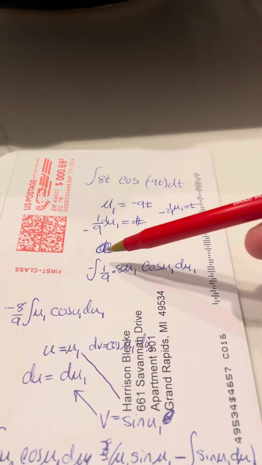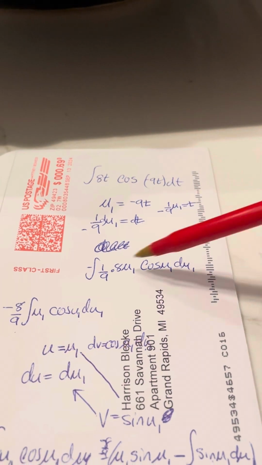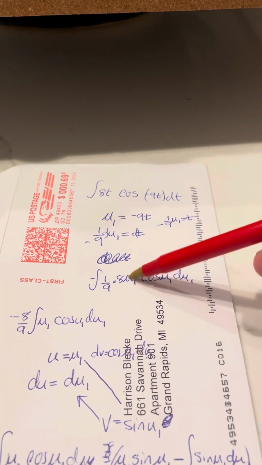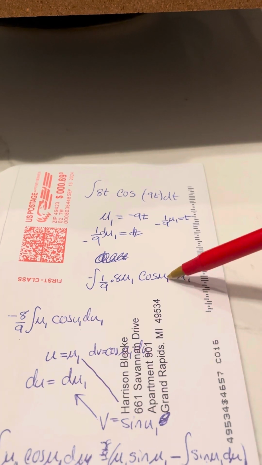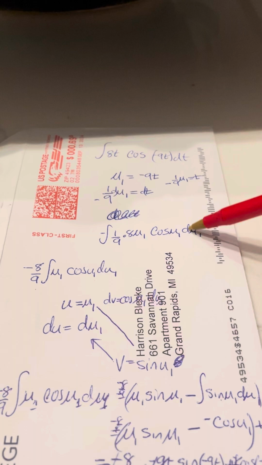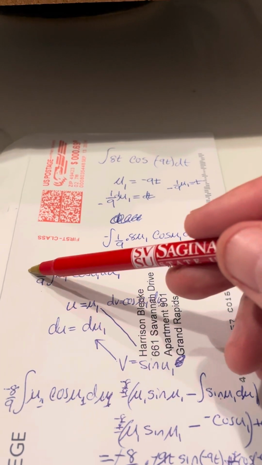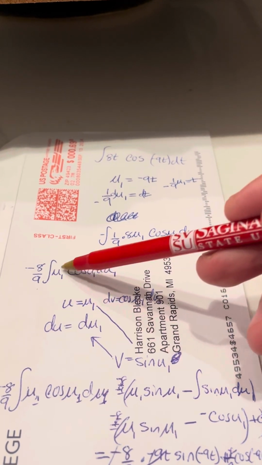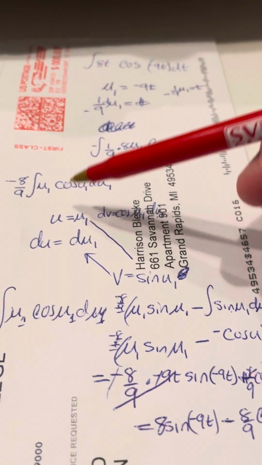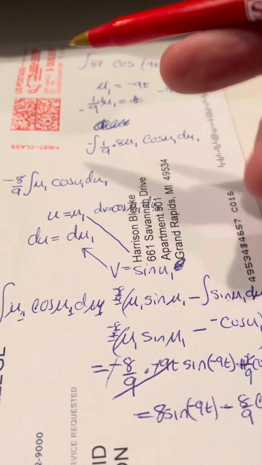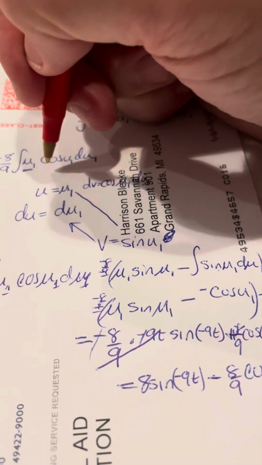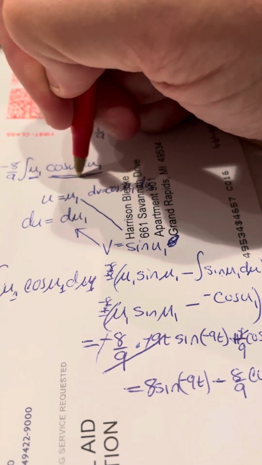So this transforms to negative the integral of 1 over 9 times 8 cursive U1 cosine cursive U1 d cursive U1. After we simplify this, it really looks like negative 8/9 the integral of cursive U1 cosine cursive U1 d cursive U1. So now we're going to let U be this part, and then we're going to let dv be this part.